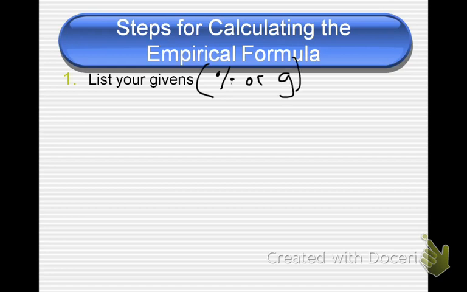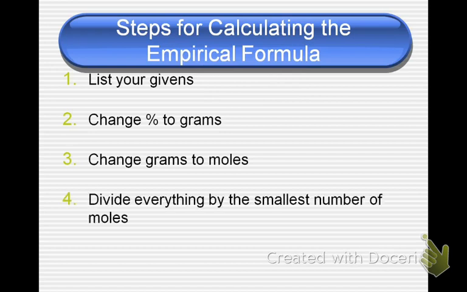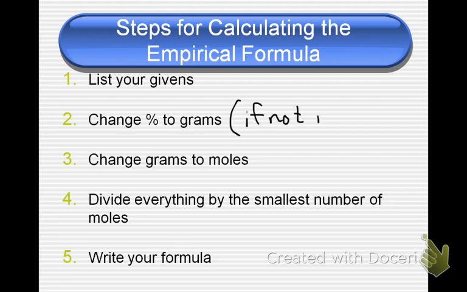Step number 2 then is going to be to change your percent to grams. All right, if it's not already in grams, go ahead and change the percent to grams, and I'll show you how to do that. Once we have that, we're going to change the grams to moles. And from there, we can divide everything by the smallest number of moles. And then write your formula. So to change your percent to grams, you just do that if it's not in grams already. So if it's already in grams, you can skip step number 2.